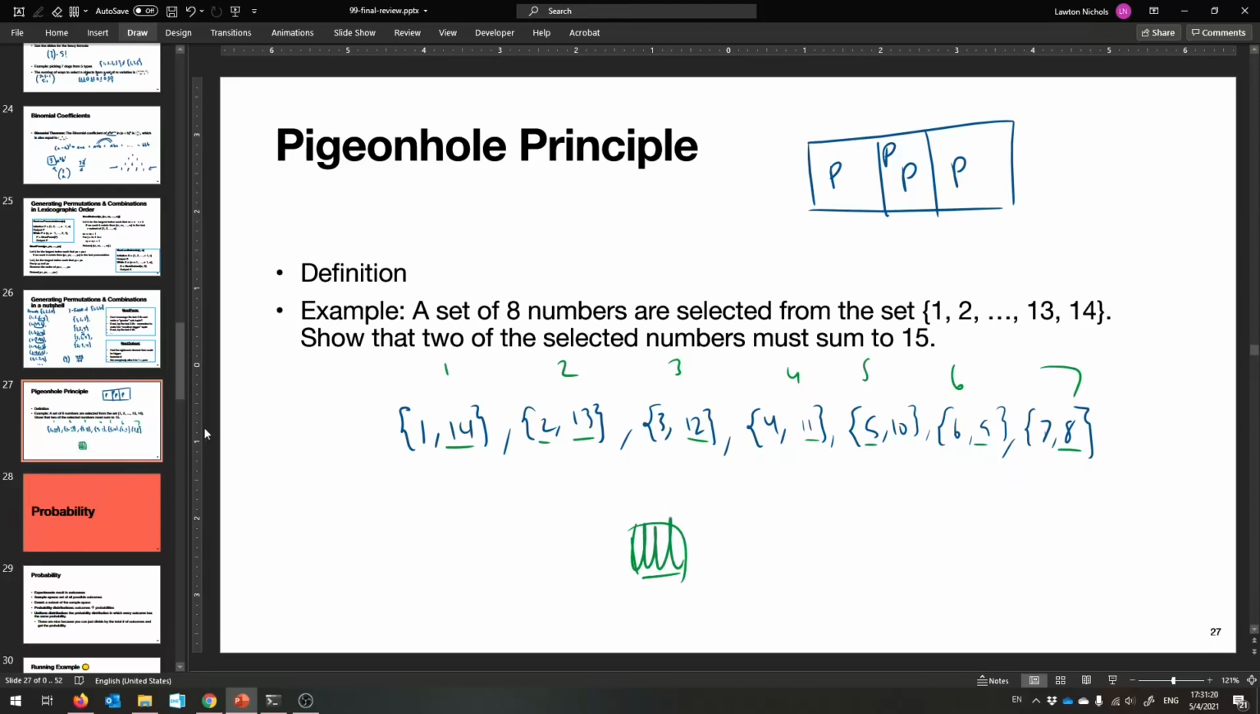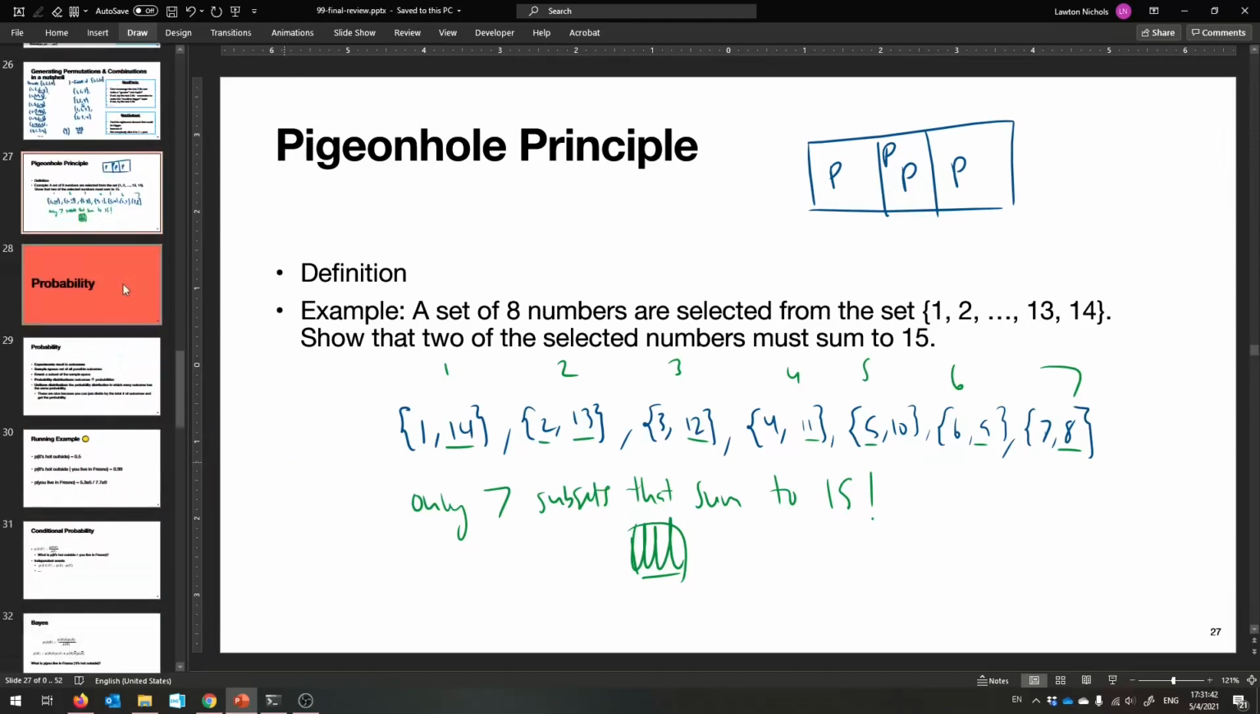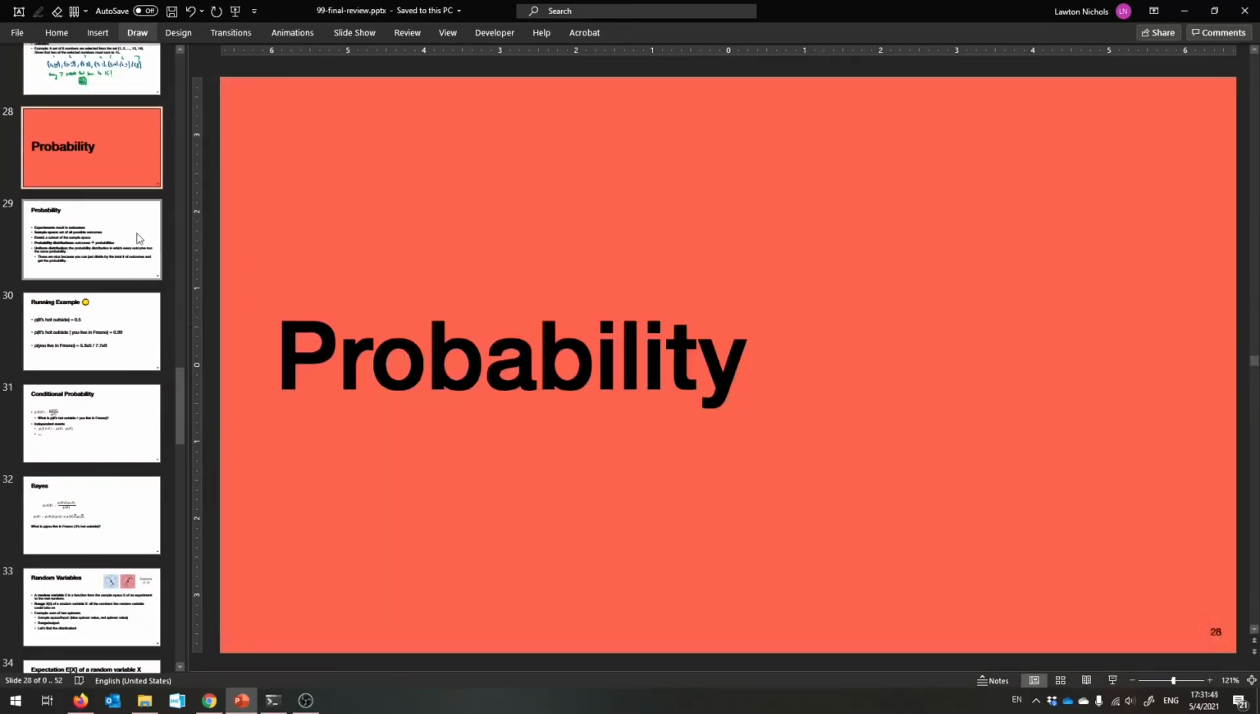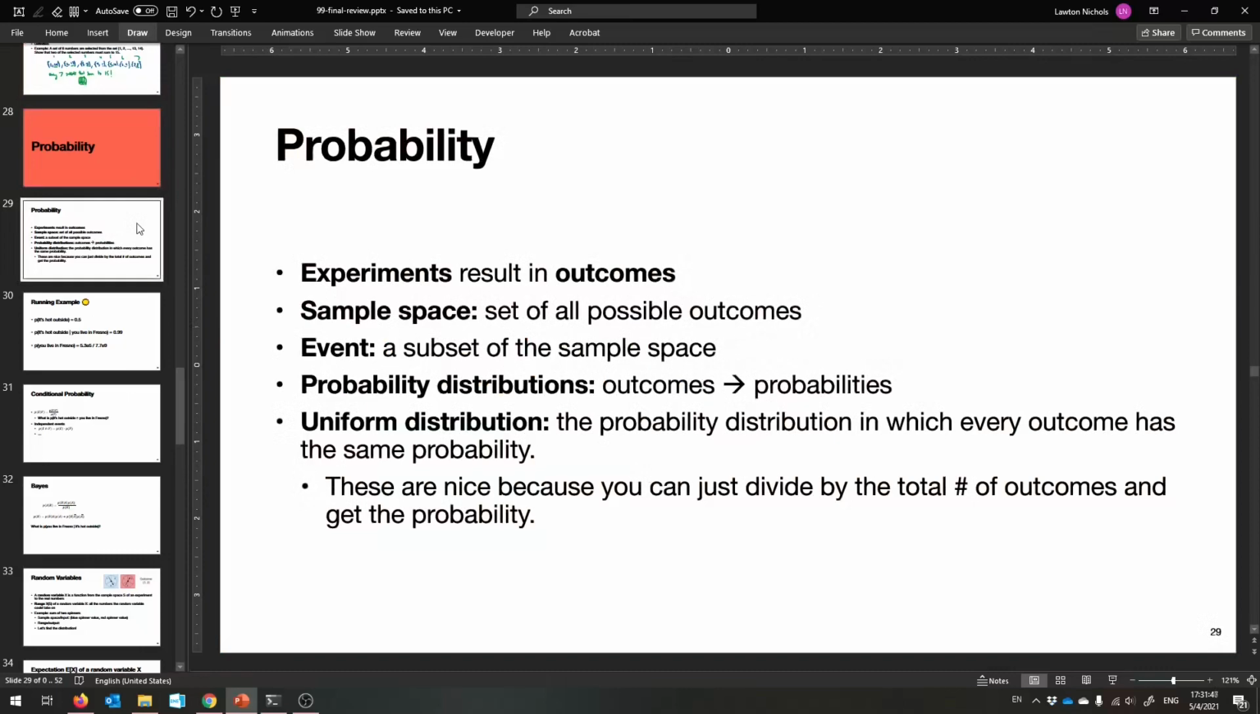Isn't that cool? There's only 7 subsets that sum to 15, and you're picking 8 numbers. Isn't that cool? All right, so that's the pigeonhole principle in a nutshell. Again, look at the slides, look at the lectures, look at the book. I can only give you so much, but this is like the most bang for your buck, I hope.